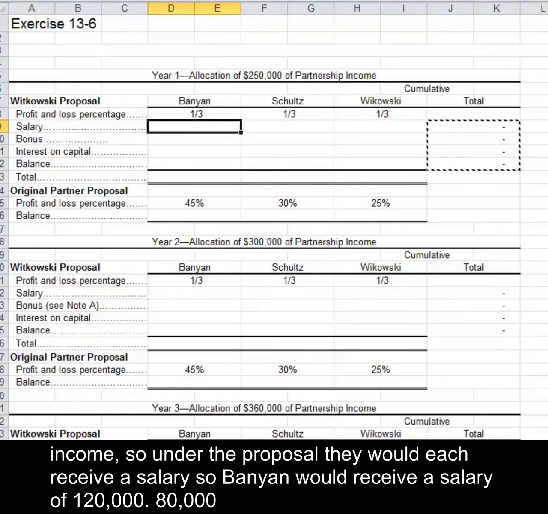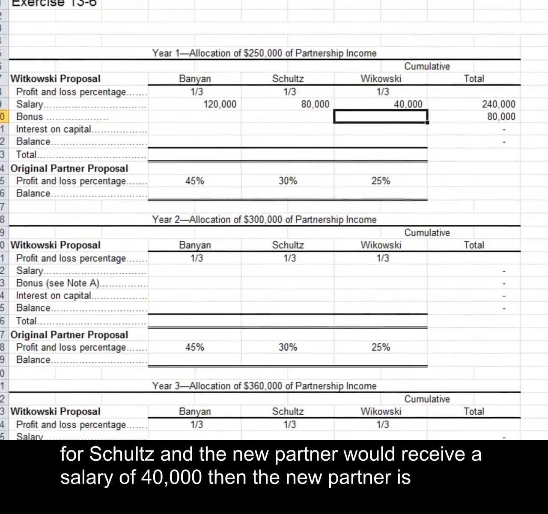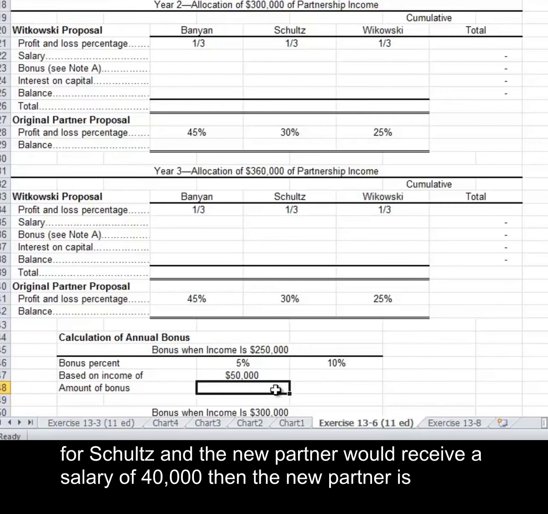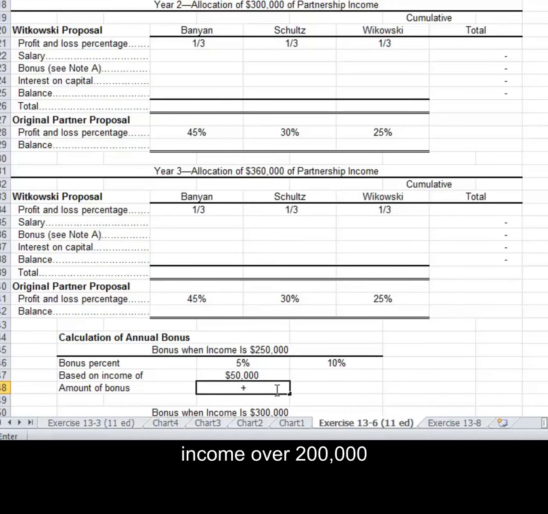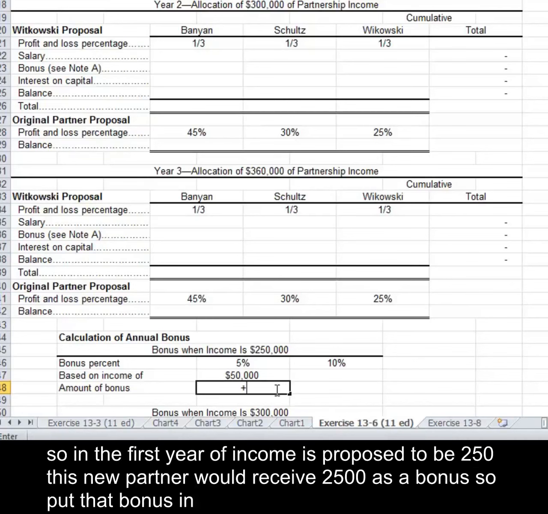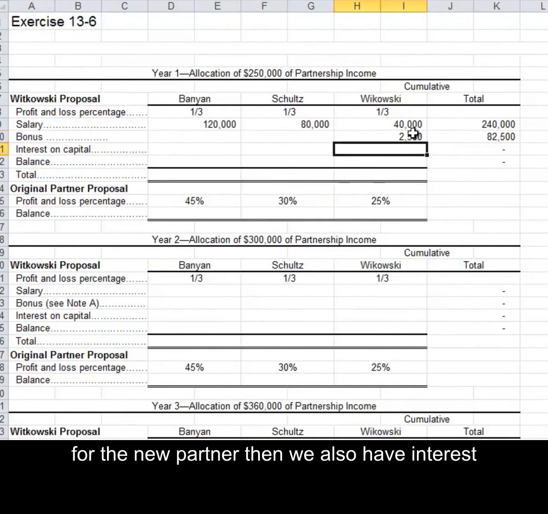So under the proposal, they would each receive a salary. Banyan would receive a salary of $120,000, $80,000 for Schultz, and the new partner would receive a salary of $40,000. Then the new partner is proposing a bonus schedule where the partner would receive 5% of income over $200,000. So in the first year, if income is proposed to be $250,000, this new partner would receive $2,500 as a bonus. So we'll put that bonus in for the new partner.